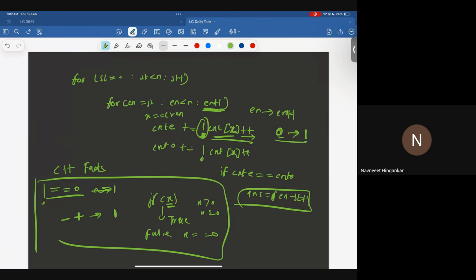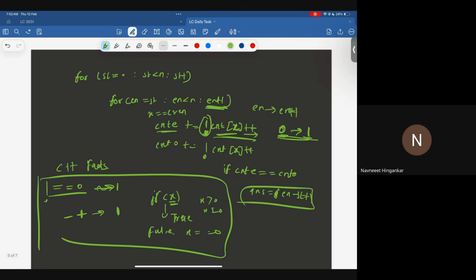So because we know whenever there is a 0 to 1 frequency, it means we have added it to the set, right? It means it was not present in my distinct set. The moment the frequency went from 0 to 1, it just means that we have added it to the set, count even set basically. If x equal to even, else this thing. Okay, so this is the thing. This will work, by the way, in n square.